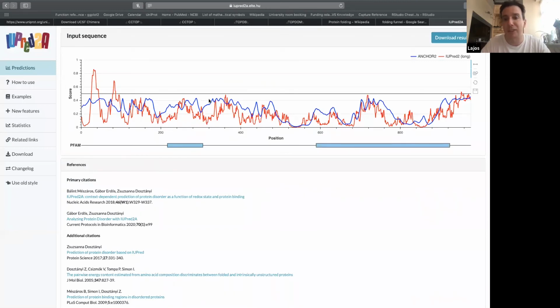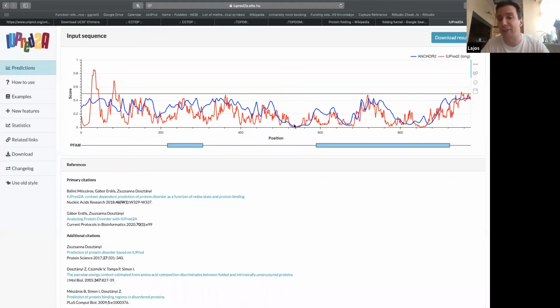There aren't too many disordered regions, but these two parts here are probably disordered because the red line goes above 0.5. But what you can see here is that this one is probably a globular domain because it is below the middle line, but not extremely. And in this small region, it's a highly hydrophobic region, which is completely the opposite of disorder. This is probably a transmembrane region.